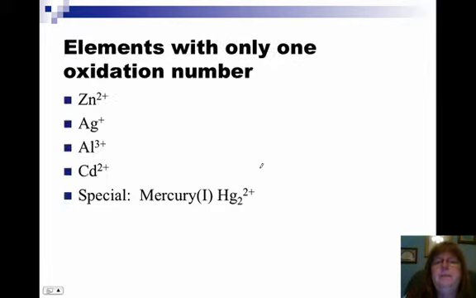All right. Well, here we go. These are elements that only have one oxidation number, and so we don't have to use the Roman numeral in parentheses when we're naming them. So if you see zinc, it's +2. Silver's always +1, and aluminum's always +3. That's that staircase we've looked at. And cadmium is +2. And there's mercury 1, which is kind of a special case. It's diatomic, and then it has a +2 charge. We'll talk about that more in class.